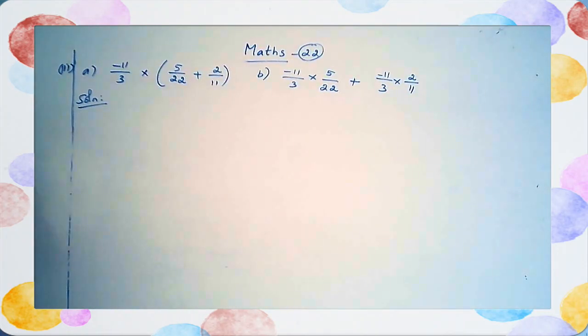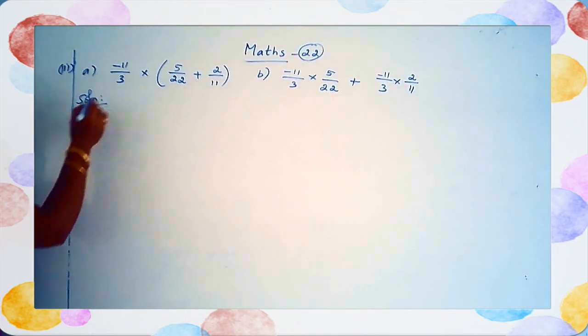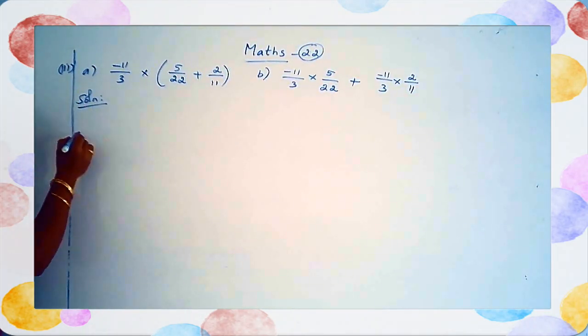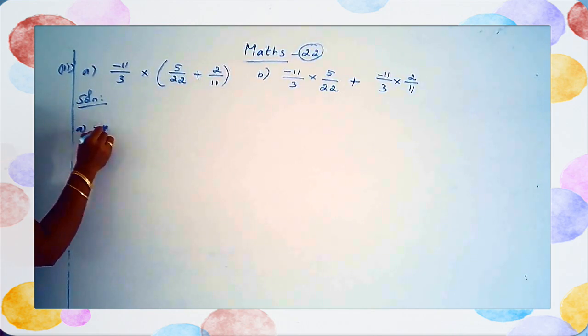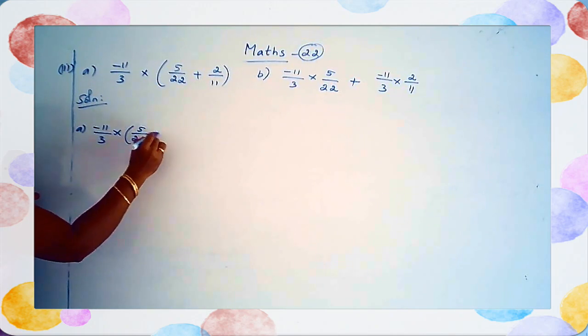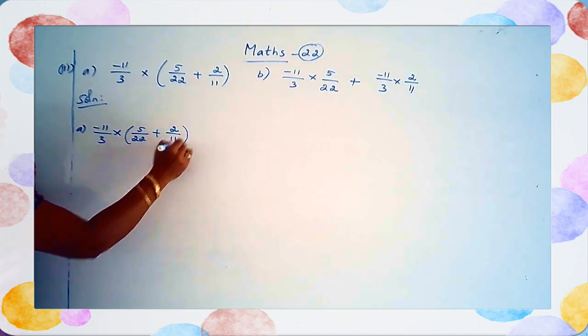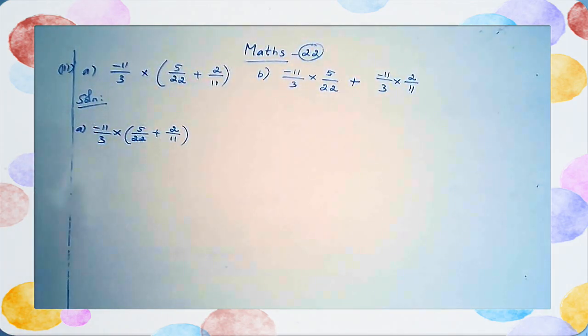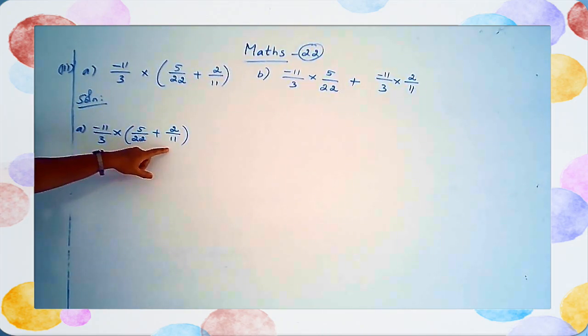Okay. First of all, we have to find the value of A part. What is given? Minus 11 upon 3 into 5 upon 22 plus 2 upon 11. Here, what is given inside the bracket? 5 upon 22 plus 2 upon 11. So, first of all, we have to find the value of 5 upon 22 plus 2 upon 11.